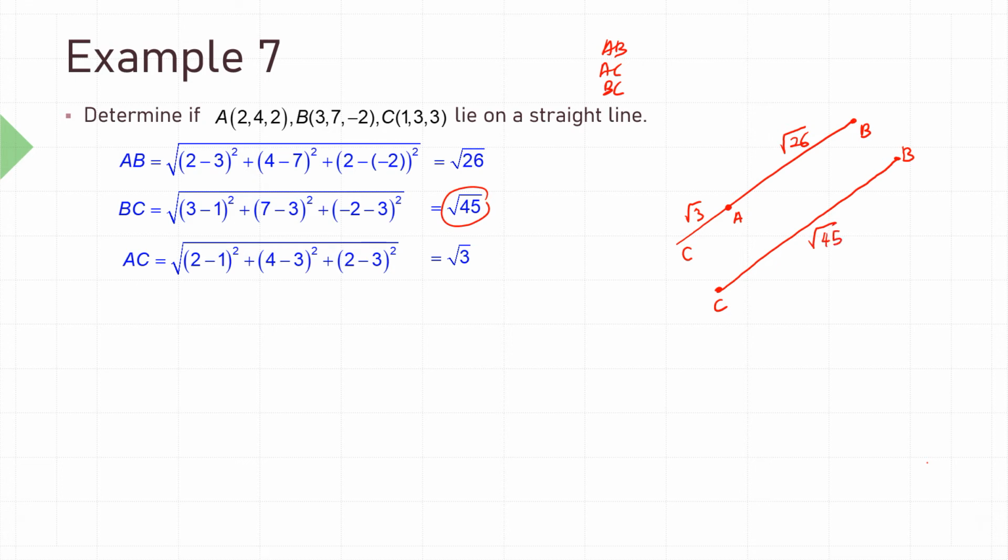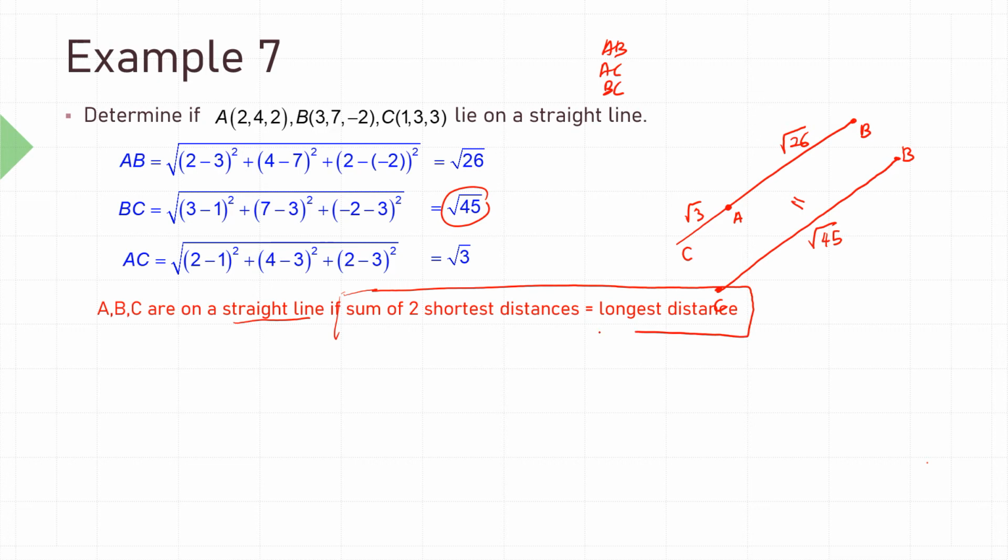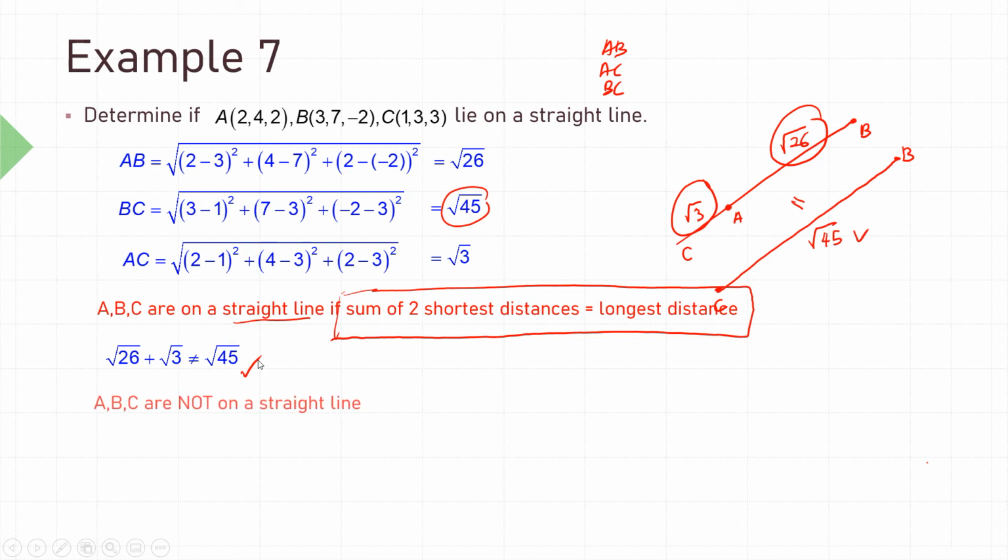Logically, if we see this diagram, these two distances should be the same, right? We have the rule that if A, B, and C are on a straight line, then the sum of the two shorter distances should be the same as the longest distance. So the longest distance should be equal to the addition of these two distances. But if we find the distance between these two, it does not equal root 45. Therefore, we cannot say that A, B, and C are on a straight line. So it is not on a straight line.